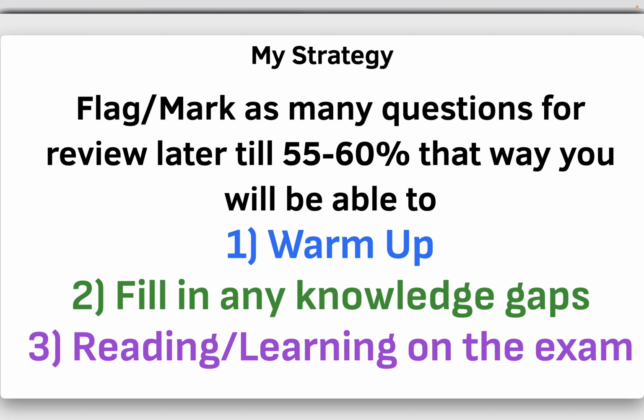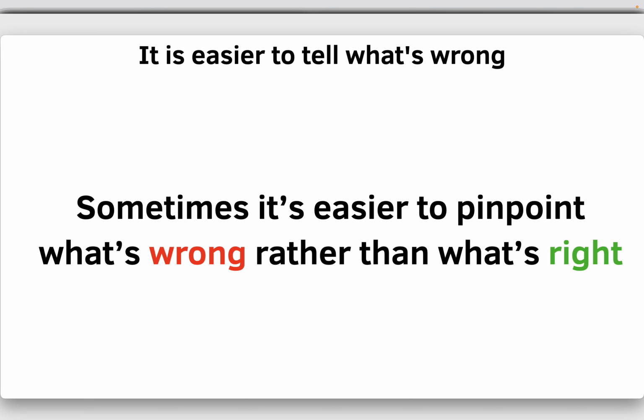And during the review phase, you can review the flagged questions. Now you have warmed up your brain and your knowledge is activated from seeing the full exam. It is easier to tell what is wrong; sometimes it's easier to pinpoint what is wrong rather than what is right. So there is the elimination strategy which benefits this process: spot obviously wrong answers instantly, and then you narrow down from 4 or 5 options to 2 or 3, and this will save time on complex analysis.